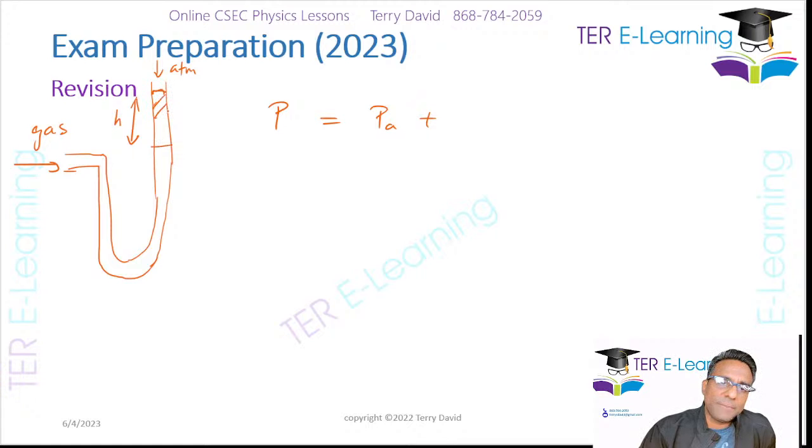This liquid here is more than likely going to be mercury. So it's going to be rho g h. So this is how you measure the pressure using a U-tube manometer. That's something that you need to know.